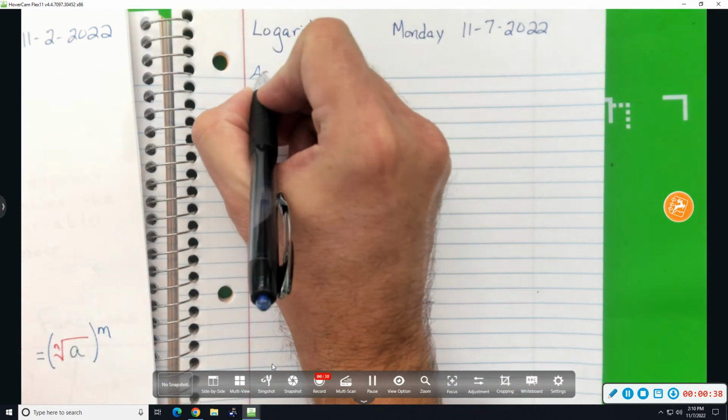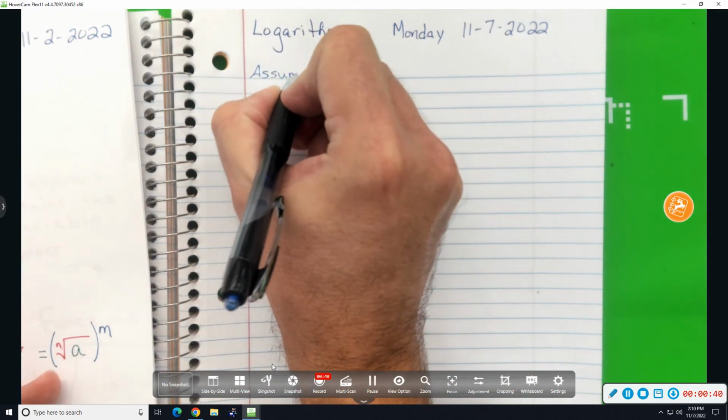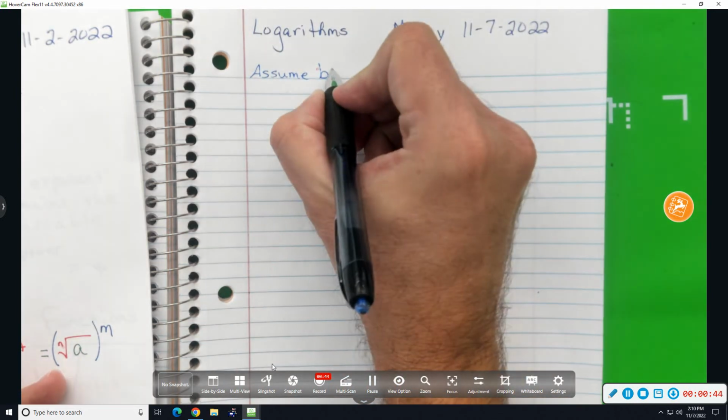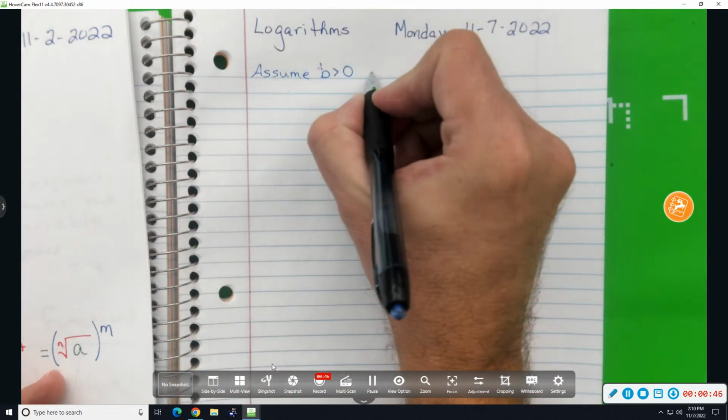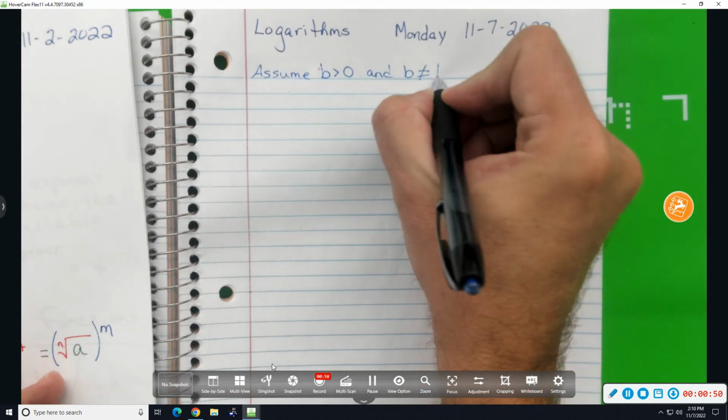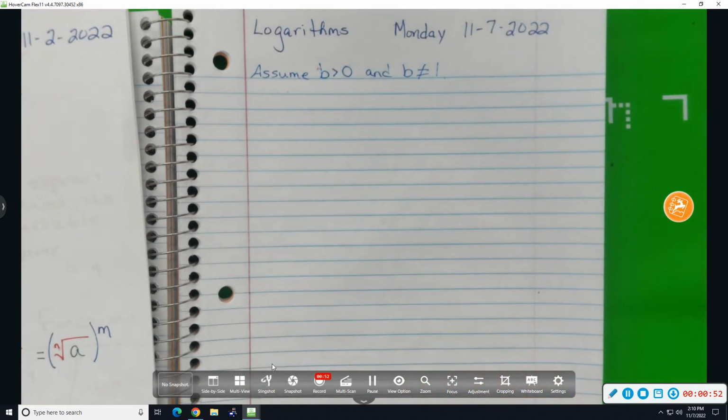Before I define logarithms, I'm going to assume whenever I'm using the letter b that it's a positive number, so any positive number except for the number 1. More than likely you wouldn't be sitting there wondering what would happen if that base were a 1, but we won't have that. We're not going to assume or have that happening. So here's the formal definition of logarithm.